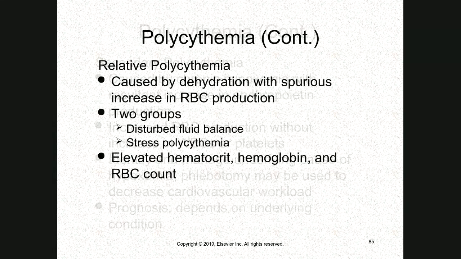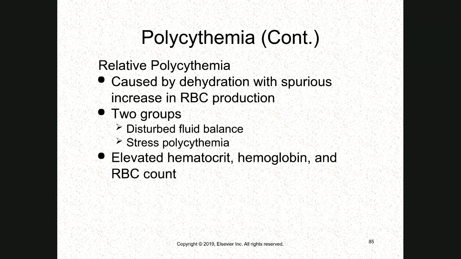And the relative polycythemia caused by dehydration, with a spurious increase in red blood cell production, and you had two types of groups over there. The one because of the fluid balance and the stress of polycythemia, also elevated hematocrit, also hemoglobin, and red blood cell count. Okay, careful with that one in particular.